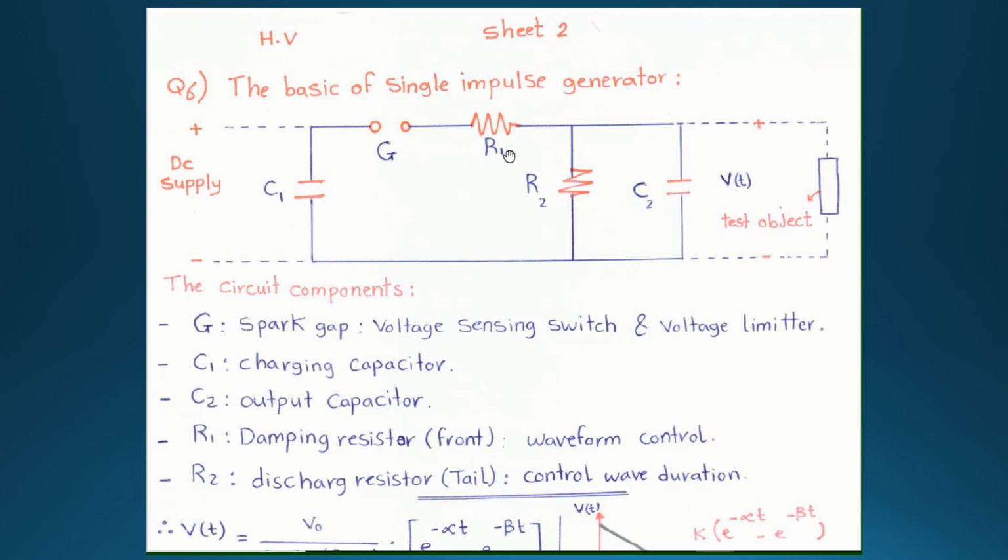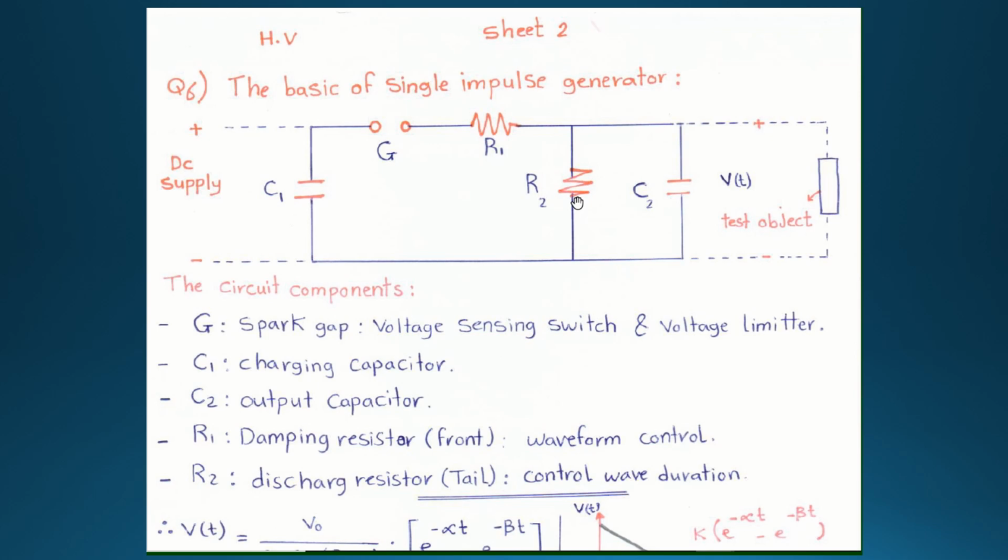Now I will move on to R1. R1 is known as a damping resistance. It helps to control the waveform. That is the main function of R1. Now I will move on to R2. R2 is used to adjust the waveform as well as the wave tail time.